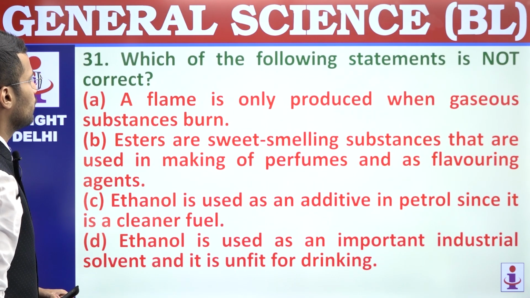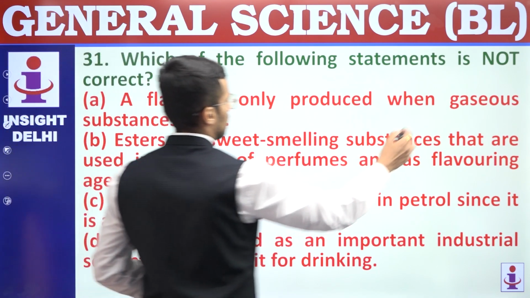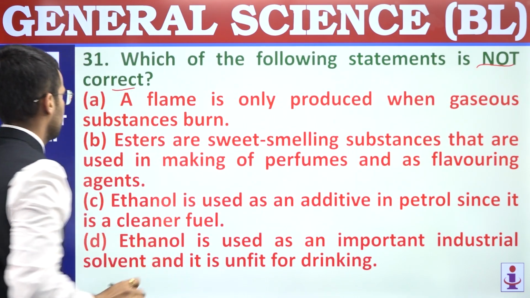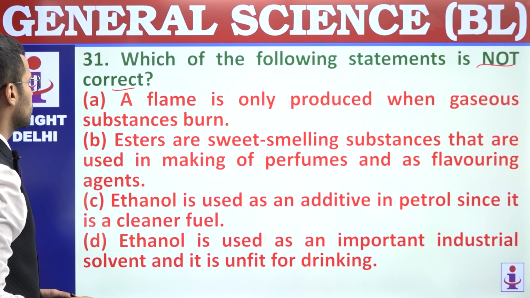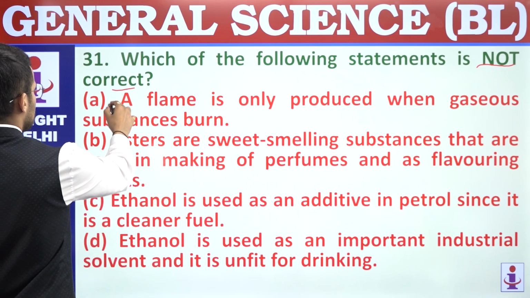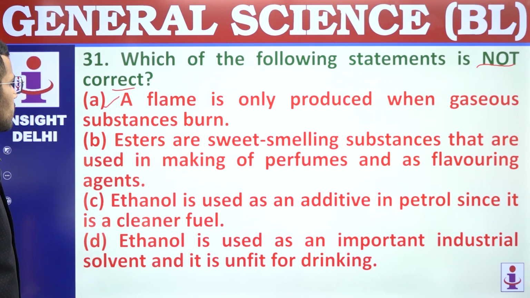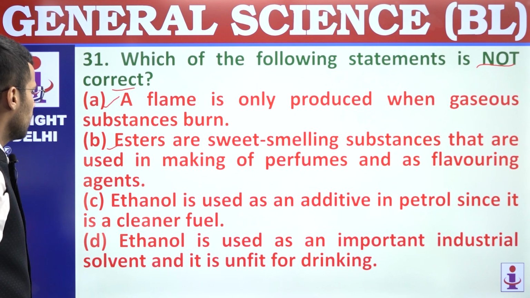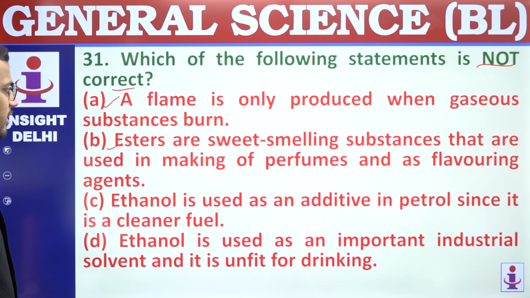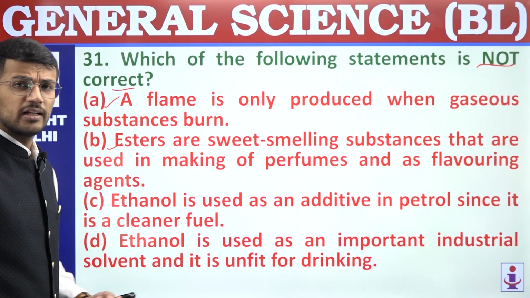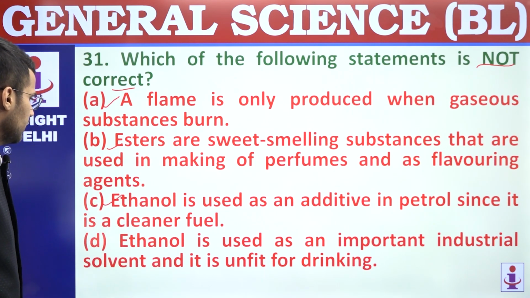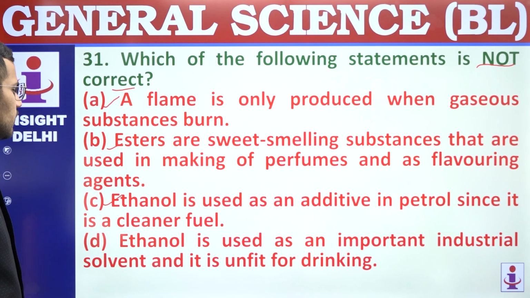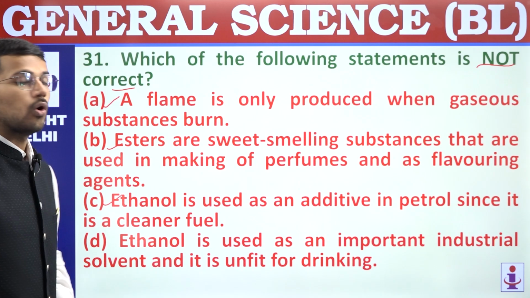31. Which of the following statements is not correct? A, a flame is only produced when gaseous substances burn, right? So this statement is a correct statement. B, esters are sweet smelling substances that are used in making of perfumes and as flavoring agents. Correct statement. C, ethanol is used as an additive in petrol since it is a cleaner fuel. Correct statement. D, ethanol is used as an important industrial solvent and it is unfit for drinking.